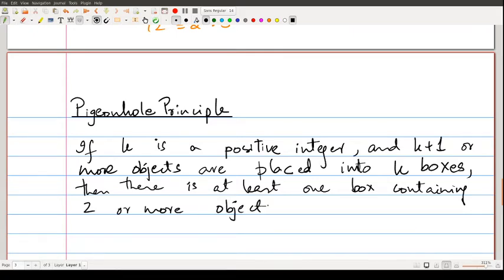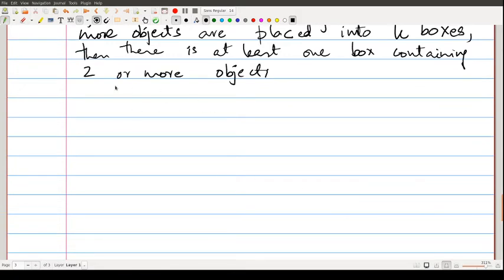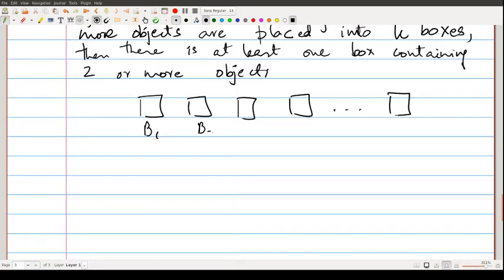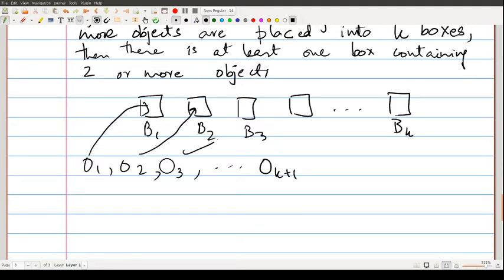Which is basically saying that if you had box 1, box 2, box 3, box 4, until k boxes, this is box number 1, box number 2, box number 3, up until box number k. And it's saying that if you had k plus 1 objects, so object 1, object 2, object 3, up until object k plus 1, and you wanted to place these objects in these boxes, let's say object 1 went here, object 2 went here, object 3 went here, and so on. Or maybe you can put two or more objects in one box. The statement is if you want to fit all of these objects in these boxes, then one of them has to contain two or more objects.